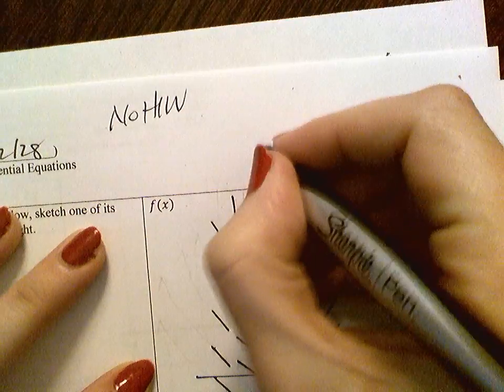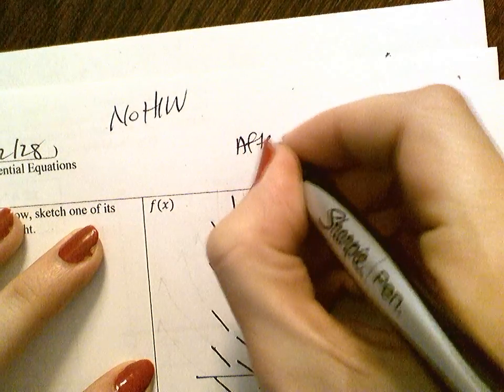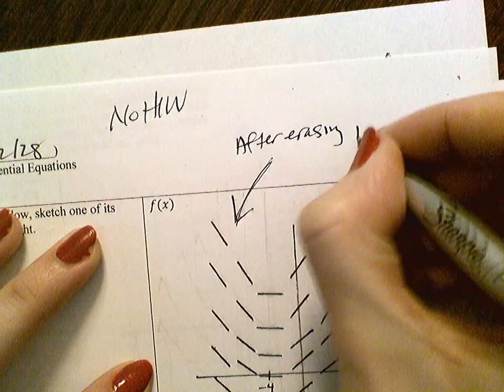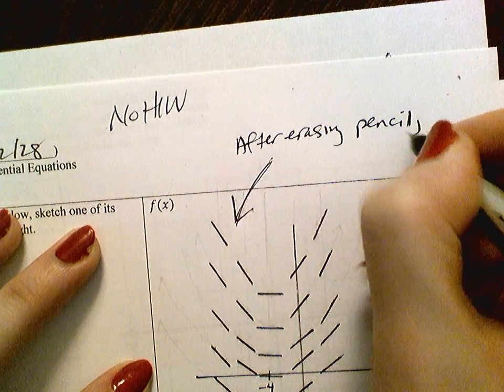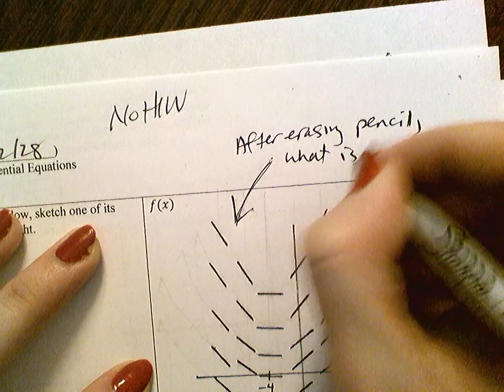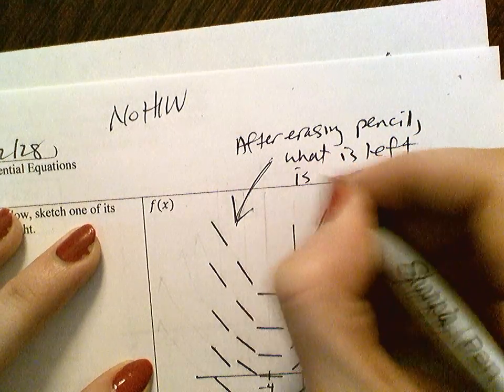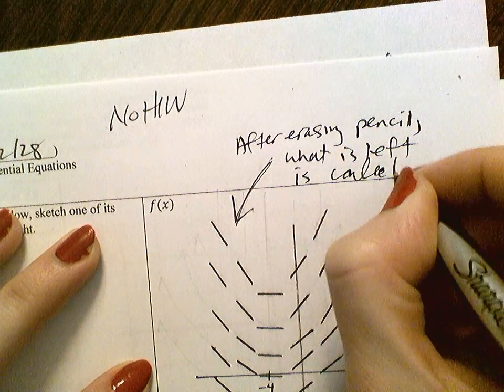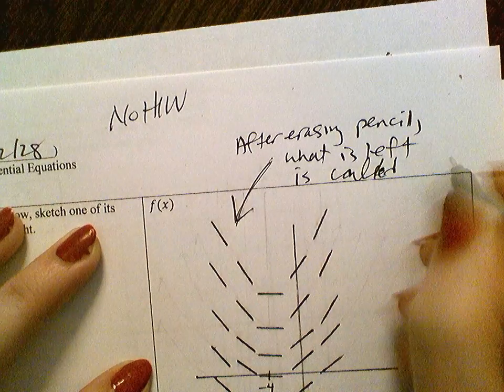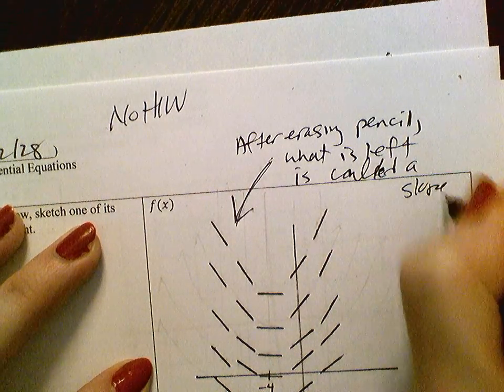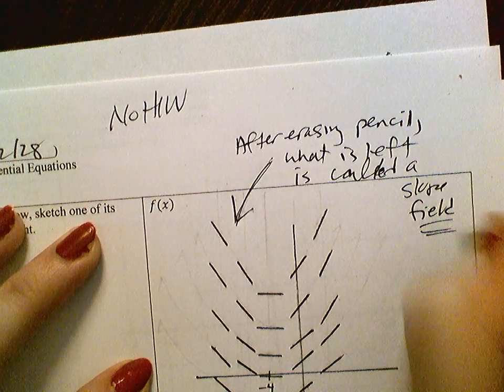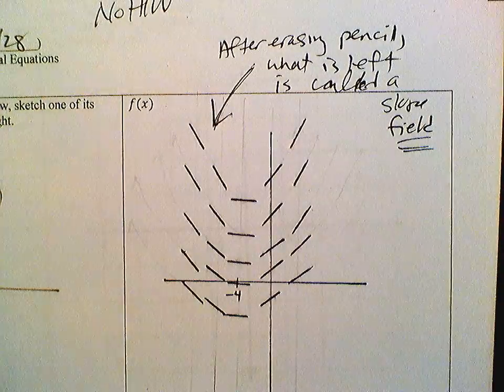Alright, so let's write ourselves a little note. After erasing pencil, what is left is called a slope field. Okay, all right, so that's what's called a slope field.